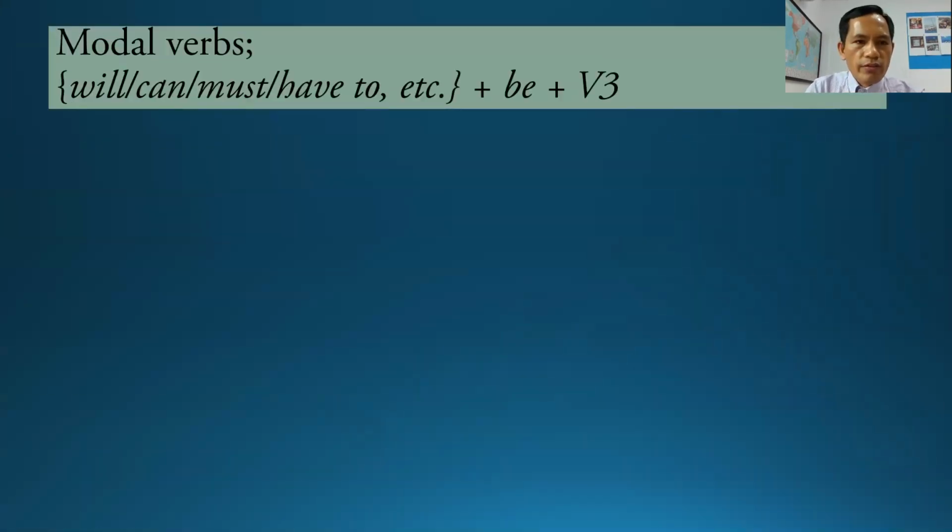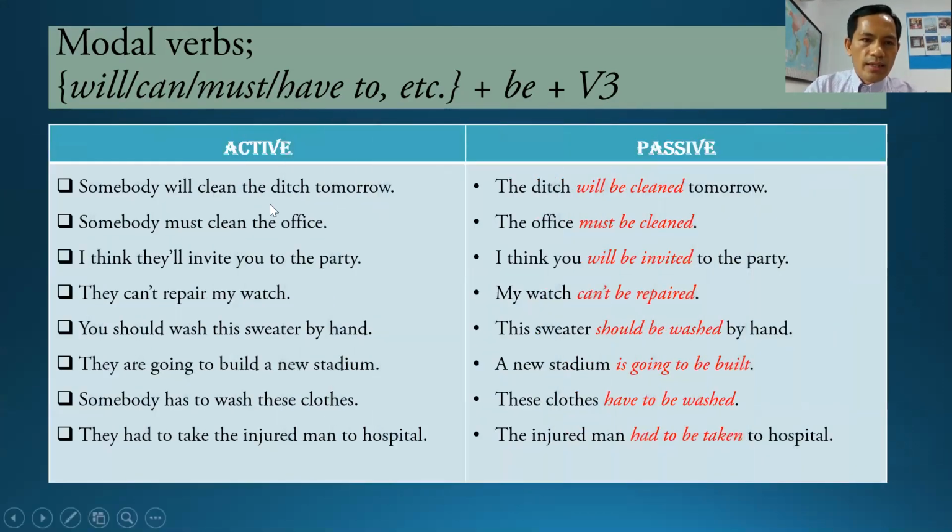But with the modal verbs, let's say will, can, must, have to, may, might, so those kind of verbs, we can use only be. This modal verb can be only followed by be and verb 3 form. So we use them together like this.